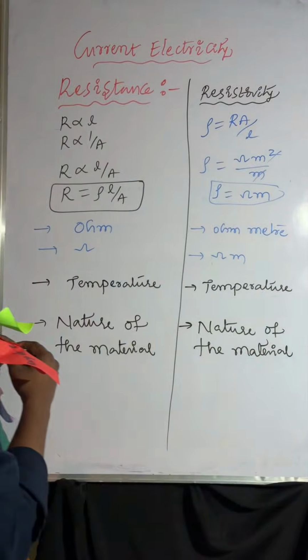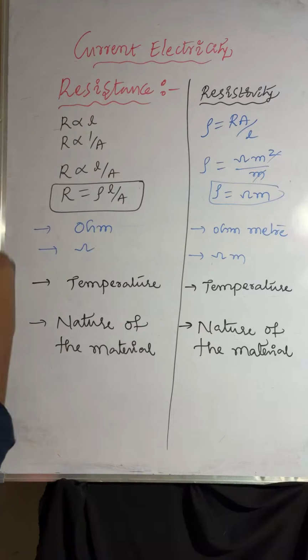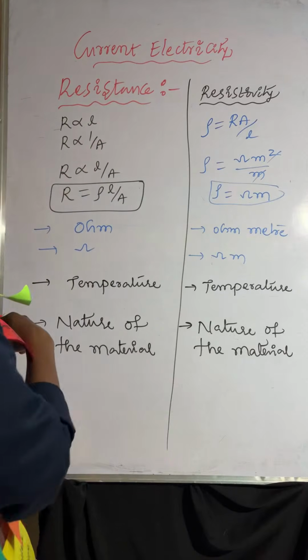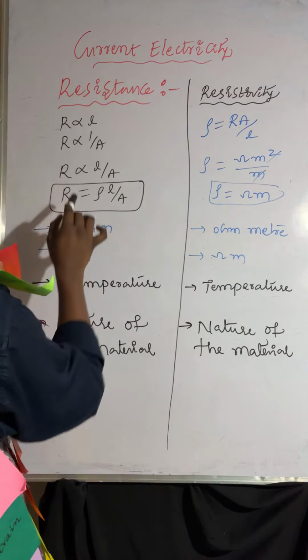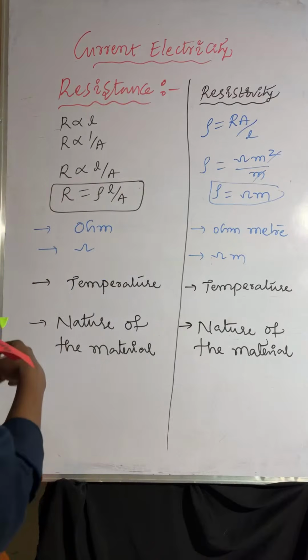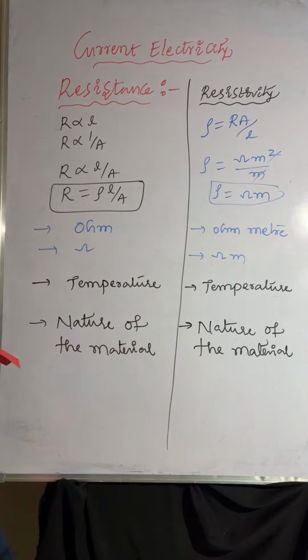Understood or not? I hope it is very clear. Just check once. Resistance and resistivity. Resistance is directly proportional to length of the conductor. R is inversely proportional to area of cross section. R equal to rho into L by A. SI unit of resistance is ohm. SI unit of resistivity is ohm meter. And resistance depends on temperature and on nature of the material.